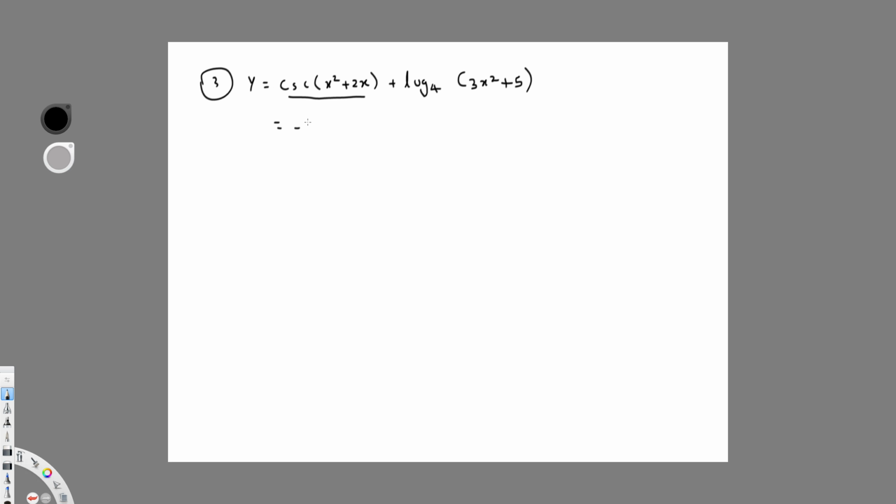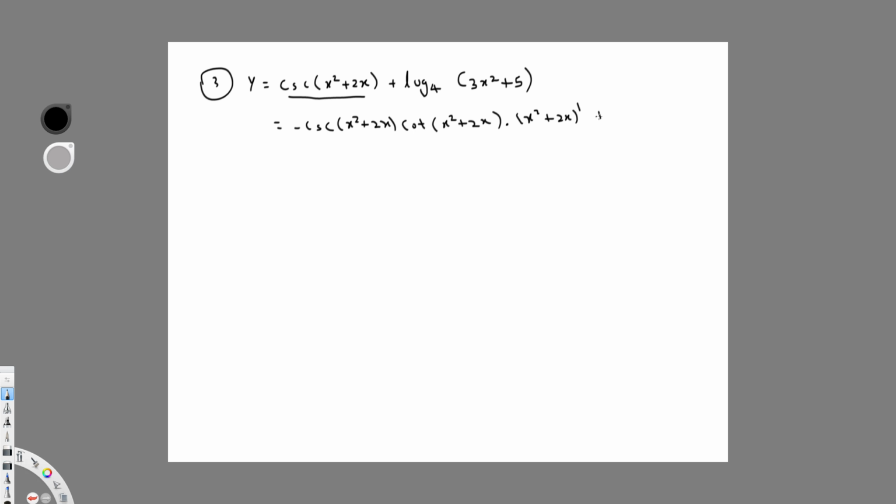So it's going to be minus cosec of x square plus 2x and cot of x square plus 2x, and then I have to find the inside derivative. It's the chain rule, right? First we find the outside, then the inside. So the inside is the derivative of x square plus 2x.